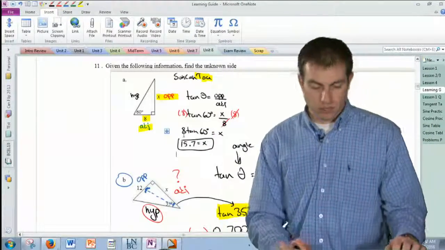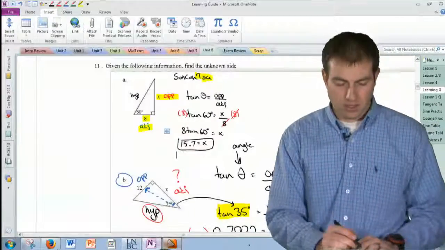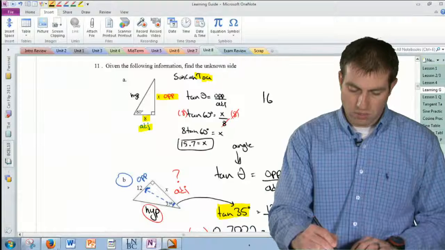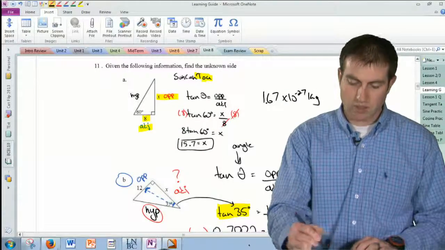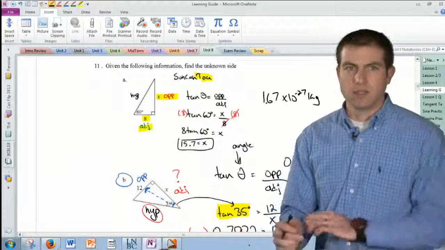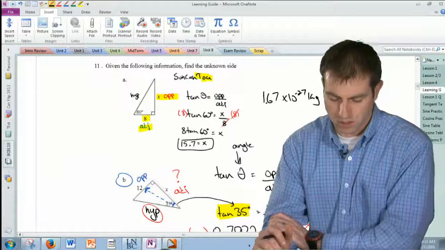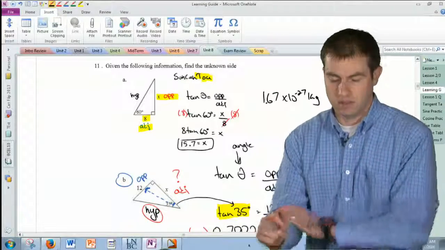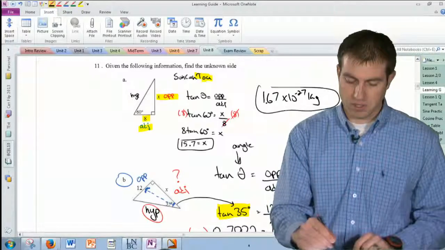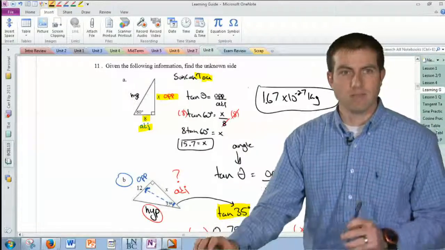How big is a proton? Small. I think a proton is 1.67 times 10 to the negative 27 kilograms. So that is a 1 with 27 zeros in front of it, kilograms, off the top of my head. Somebody might have to look that up. I'm not sure if that's right or not, but there you go. That's how big a proton is, Alex. Small.